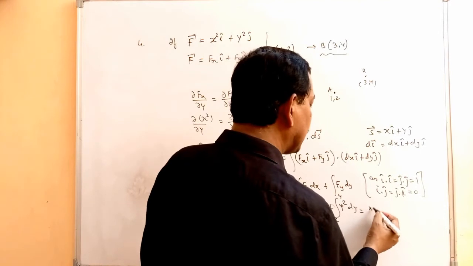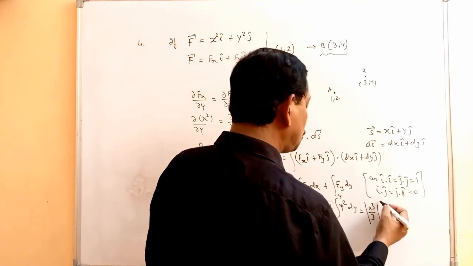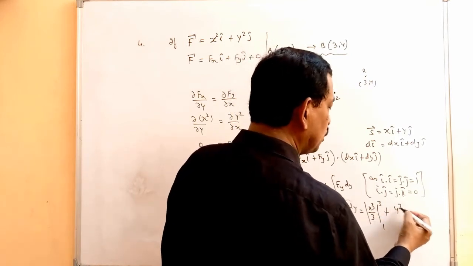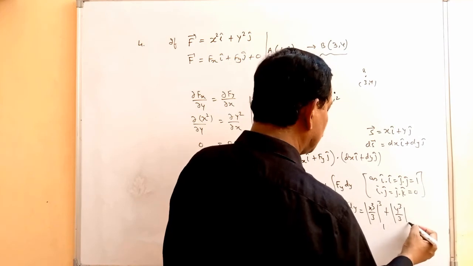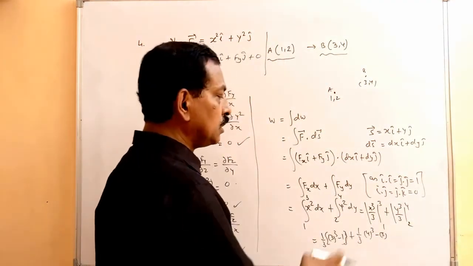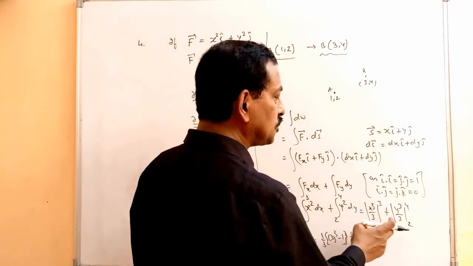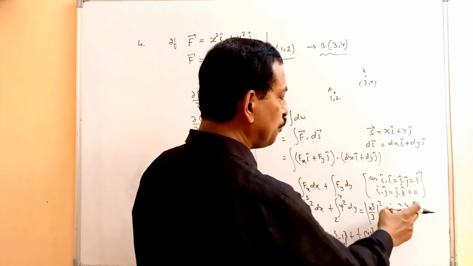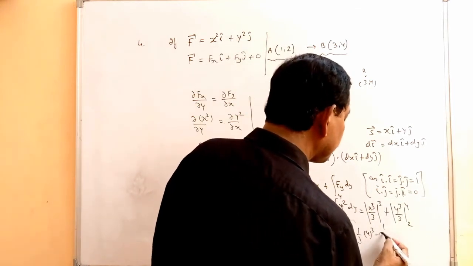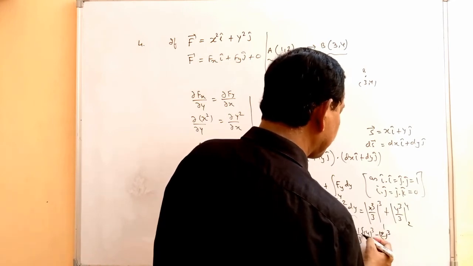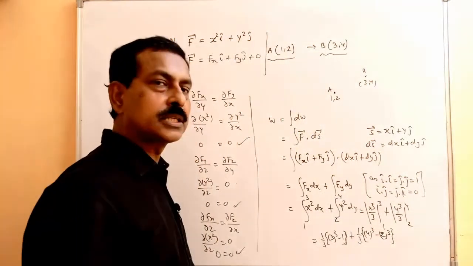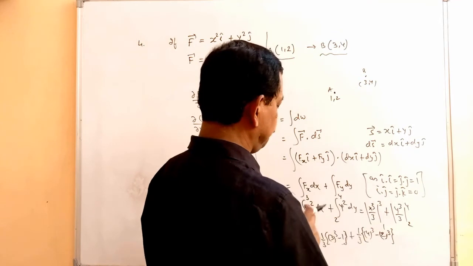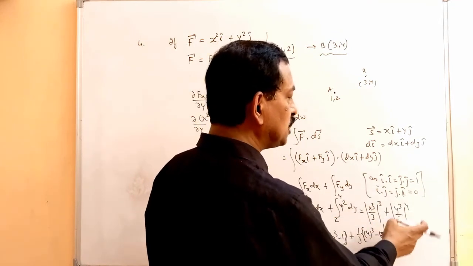The integral of x² dx is x³ by 3, with limits 1 to 3. The integral of y² dy will be y³ by 3, with limits 2 to 4. So this is the expression: x³ by 3, limits 1 to 3, and y³ by 3, limits 2 to 4.